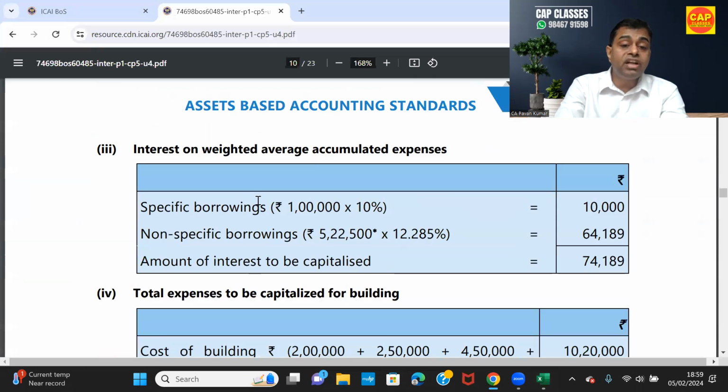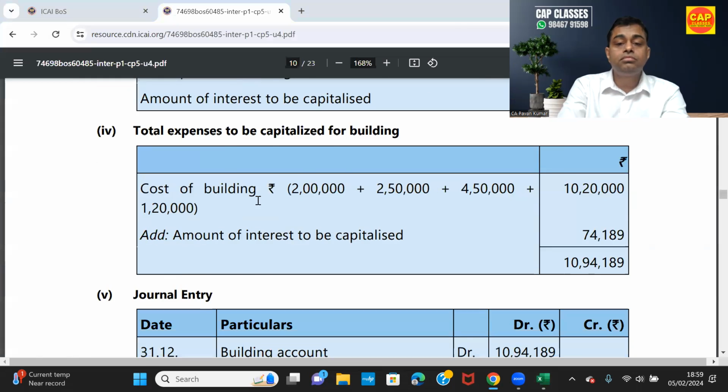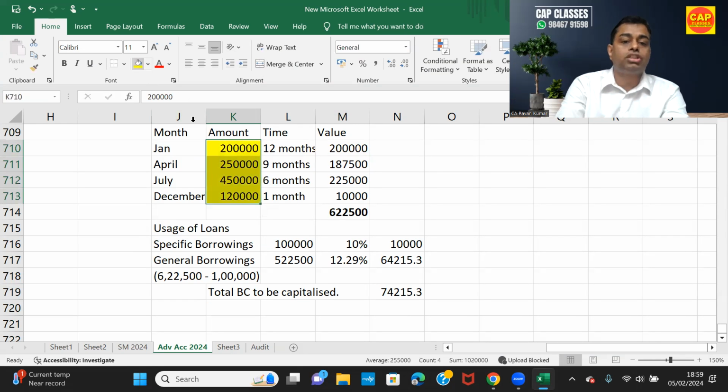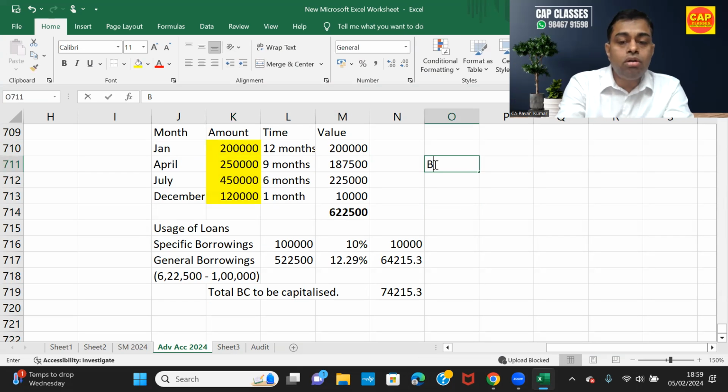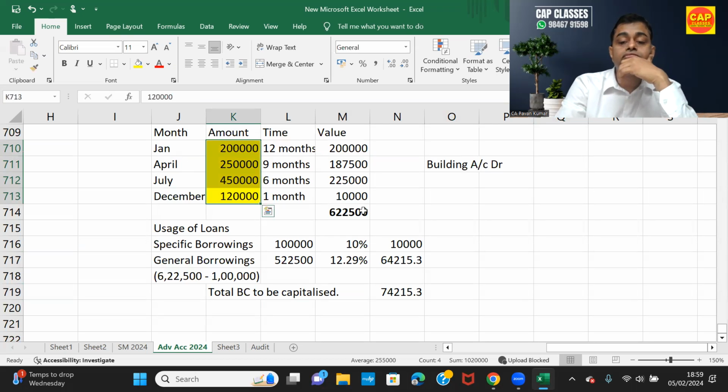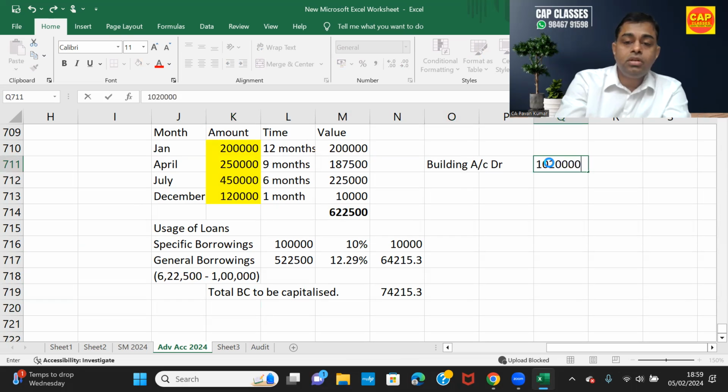Now we need to pass one journal entry. They asked you to pass only one single journal entry. Now, can this be capitalized? Yes. Can this be capitalized? Yes. Can this be capitalized? Yes. All these things are capital cost. So, building account debit. Whatever the asset is, building account debit. So, this is 2 lakhs plus 2,50,000 plus 4,50,000 plus 1,20,000. Can you add and tell me all these four numbers? 10,20,000. So, building account debit 10,20,000.